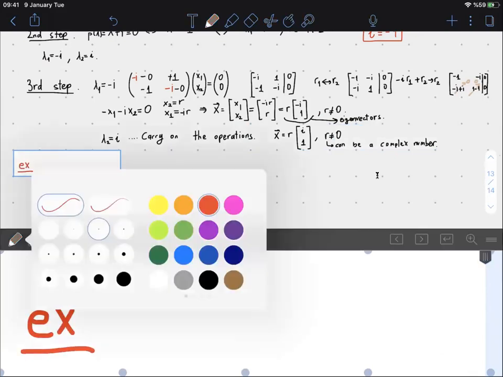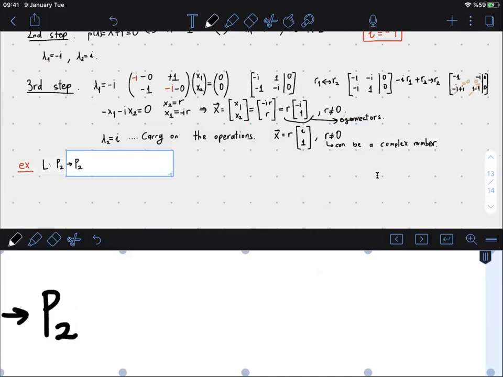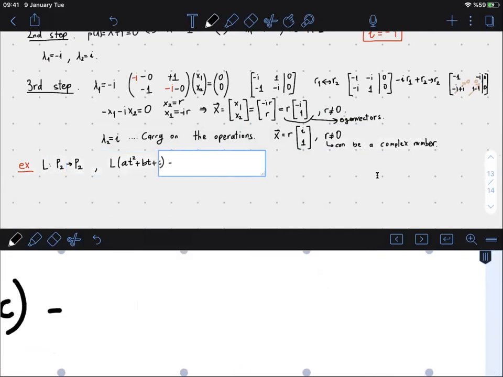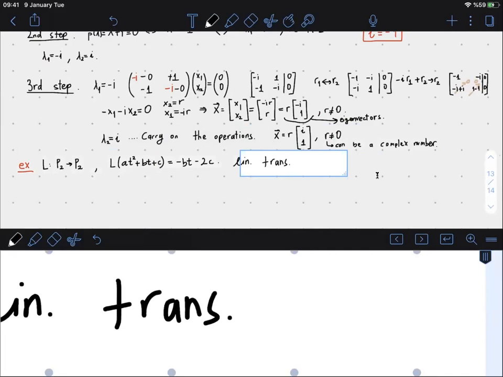So this time, let's do something with general linear operators. Let's take L, which is a linear operator from P2 to P2. P2 is the vector space of polynomials whose degree is less than or equal to 2. Let's suppose that L is defined in this way: L(at squared plus bt plus c) equals minus bt minus 2c. It is given in the example, but you can check that this is a linear transformation.